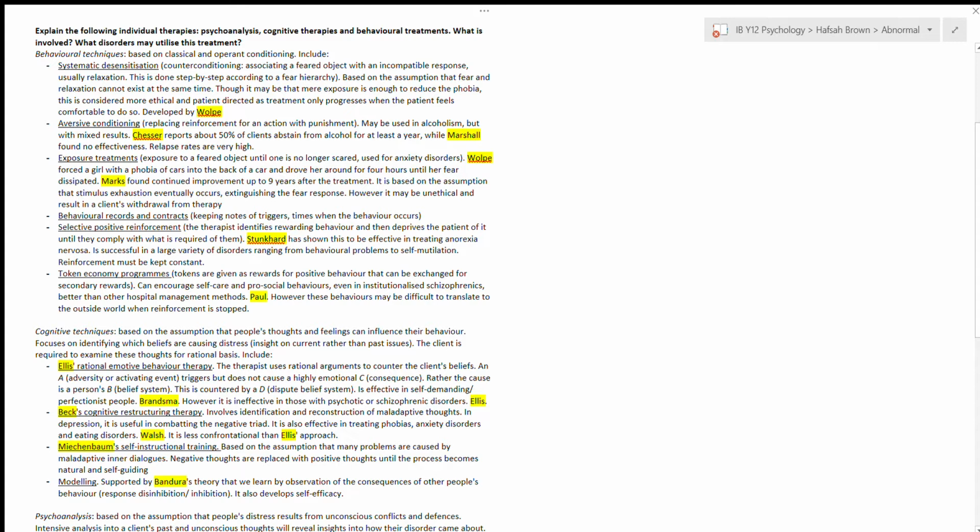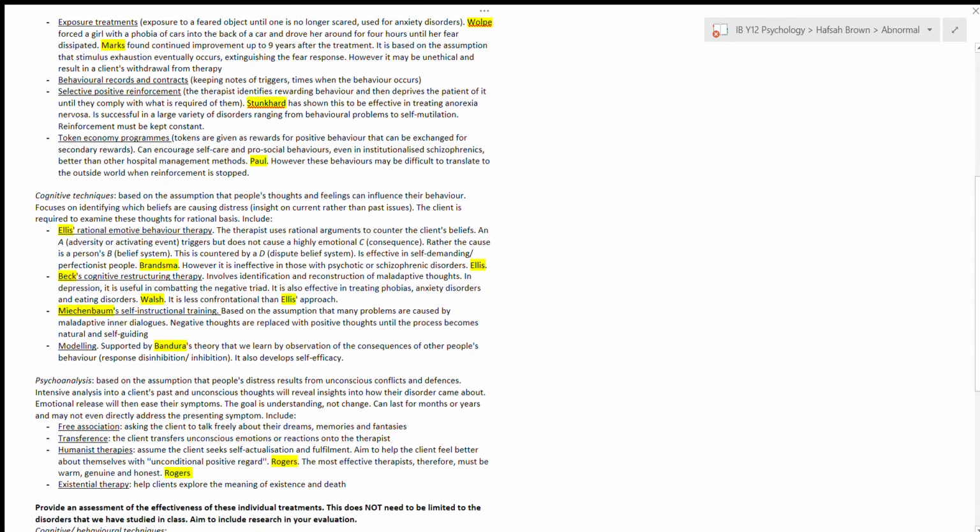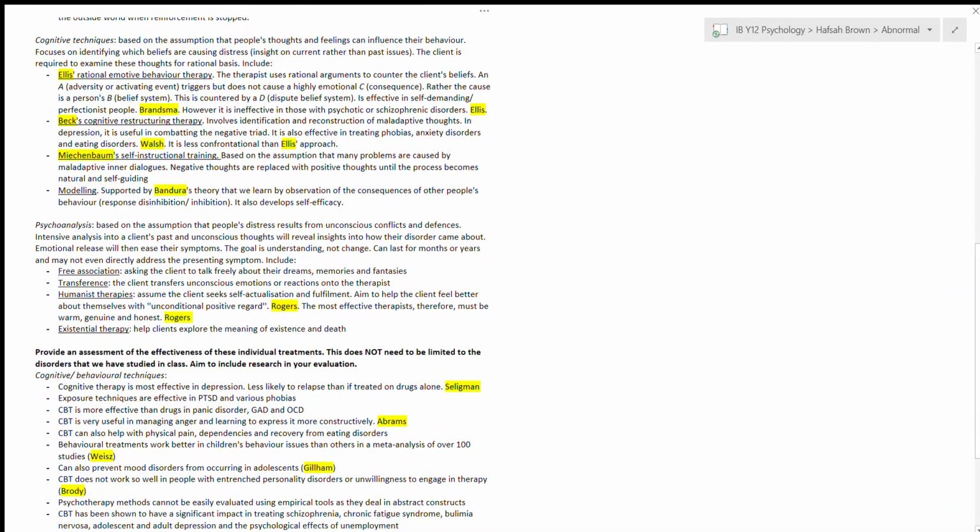Again, there are a number of others which we won't be going through, but you can have a look at those on your own. Okay, so let's look at some cognitive techniques. So what is this based on the assumption of? The assumption that people's thoughts and feelings can influence their behavior, and really focuses on identifying which of those beliefs are causing distress. Obviously, not all of your beliefs will be causing you distress. Which are the ones that are really maladaptive or really harmful?